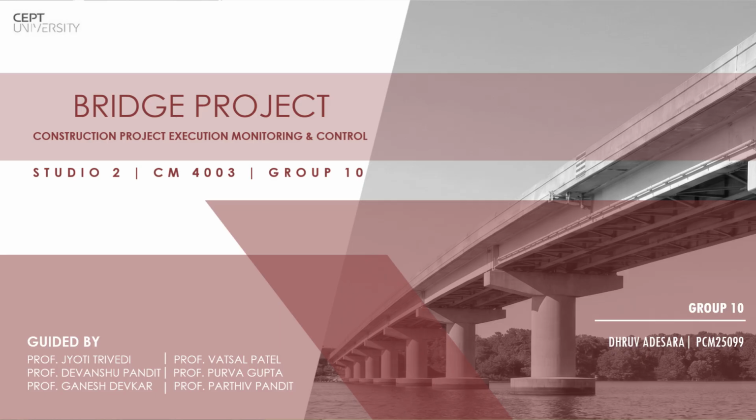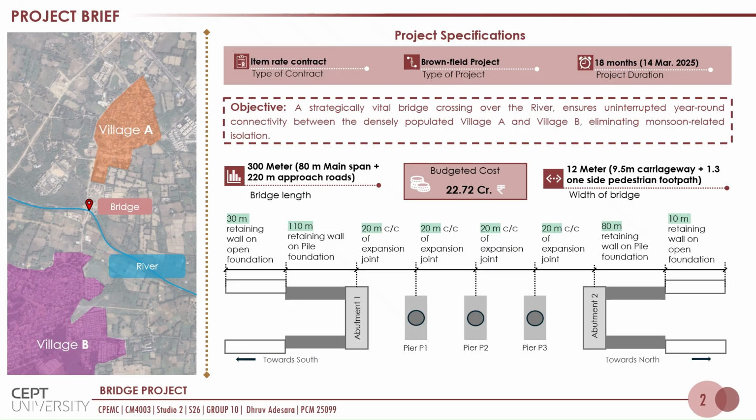I will be presenting my portfolio for Studio-2, which is Construction Project Execution Monitoring and Control for the bridge project located in Ahmedabad. These presentations outline key aspects of execution planning and monitoring tools like value stream mapping, earned value management, and others used in this project, an initiative of a Brownfield project at the budgeted cost of 22.72 Cr under the infrastructure sector, designed to overcome the isolation between two villages during the monsoon of the Ahmedabad region.